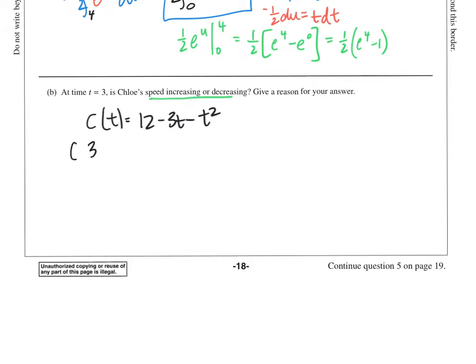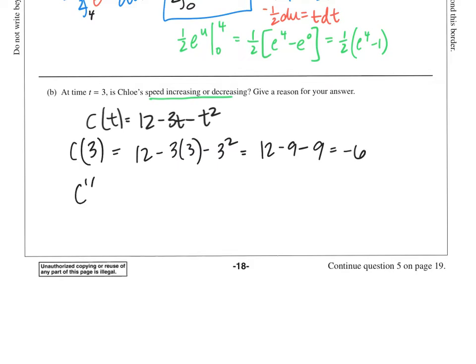So this is already a velocity equation. So I'd have 12 minus 3 times 3 minus 3 squared. So I'd have 12 minus 9 minus another 9, and I'm going to get negative 6 is her velocity at 3. Her acceleration would be the derivative of velocity. I'm first going to find it just in terms of t.